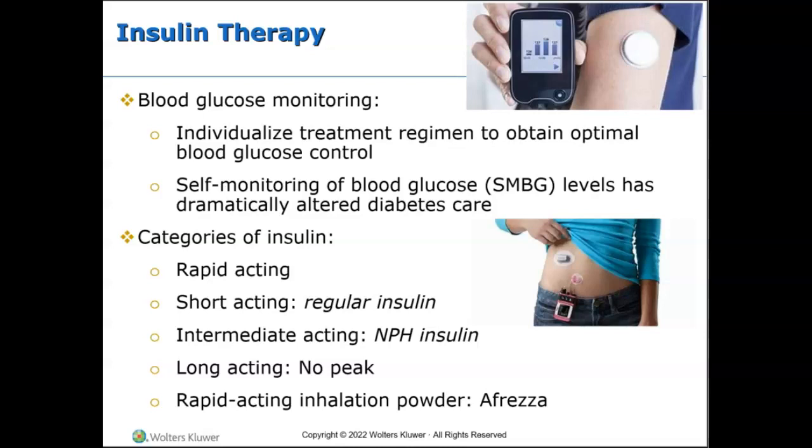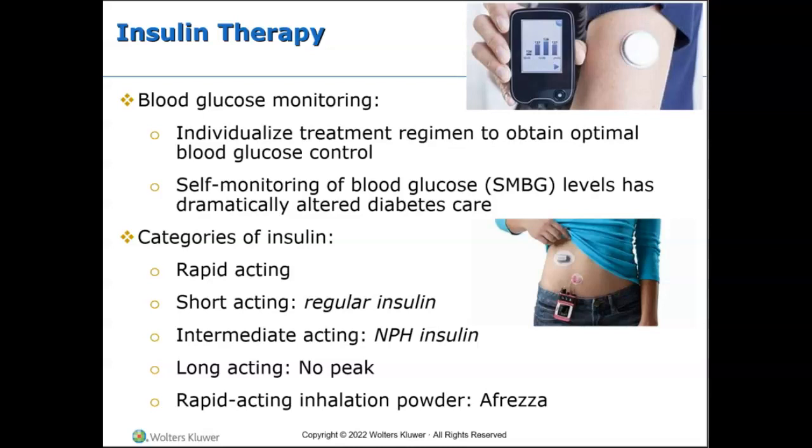Insulin therapy must be initiated for people with type 1 diabetes because insulin is needed to sustain life. And insulin will be initiated for type 2 diabetics where oral hypoglycemic agents are no longer working, okay?